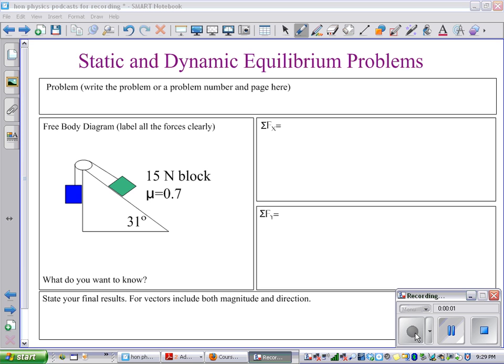The problem involves a system of blocks. One is resting on an incline at an angle. The coefficient of friction between the block and the board is 0.7.